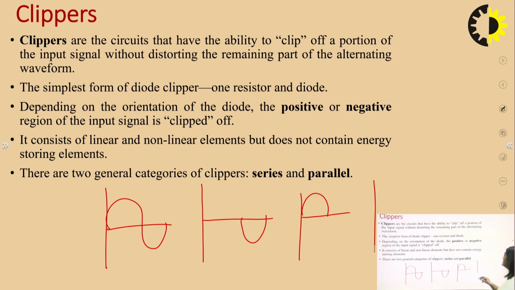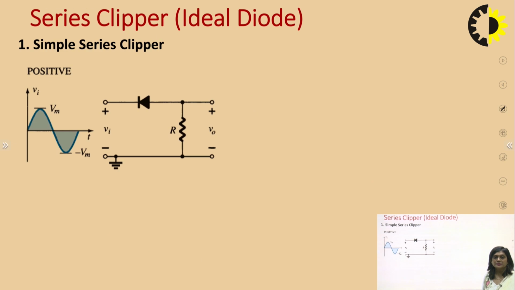And if we want to clip only some part, like we can see here, the complete negative cycle is there and some part of the positive cycle has been removed, this is called a positively biased clipper. These clippers do not have any energy storing element like a capacitor or inductor. They consist of only a resistor and a diode, and maybe a supply for providing the biasing. They come in two categories, series and parallel clippers.